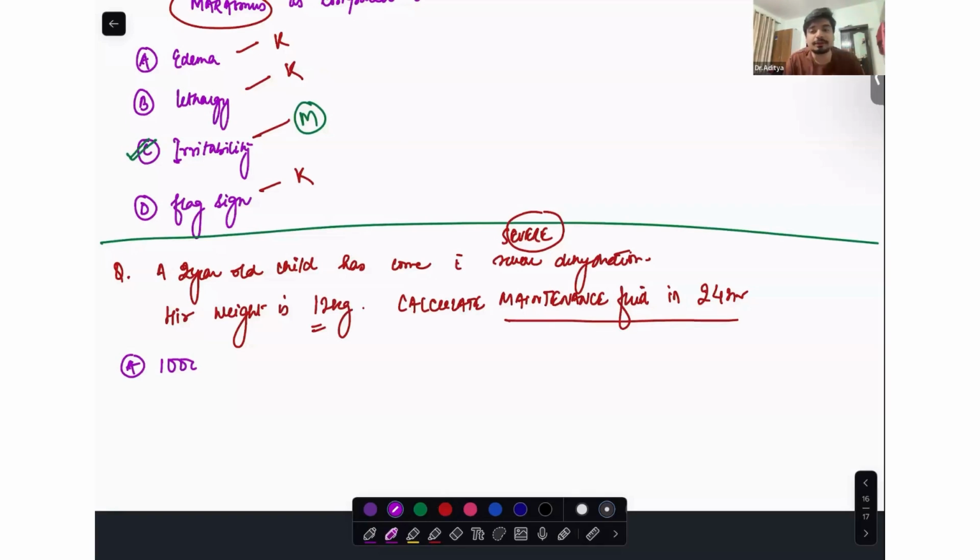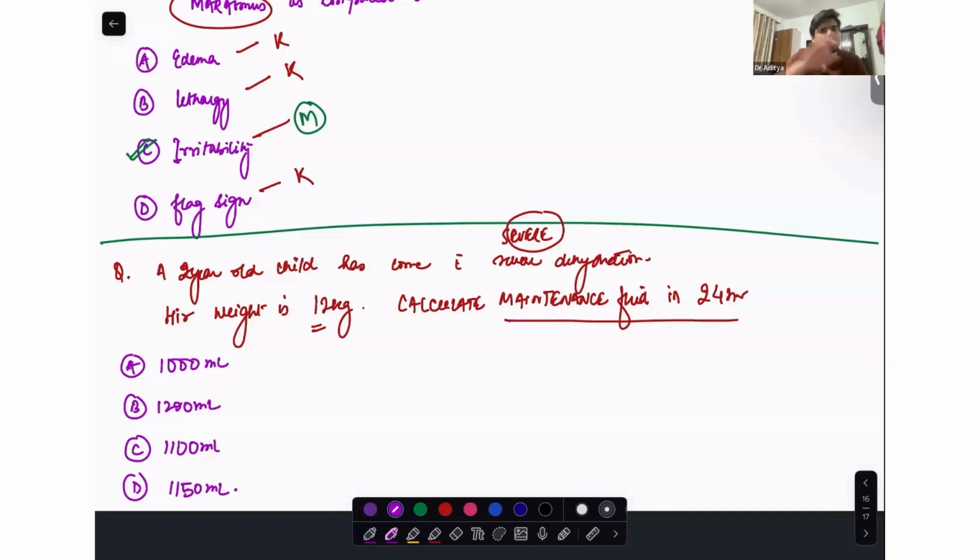What's going to be the answer here? After giving the options, just let the options come. Just give me a moment. Now tell me the option. Absolutely, it's going to be option C.